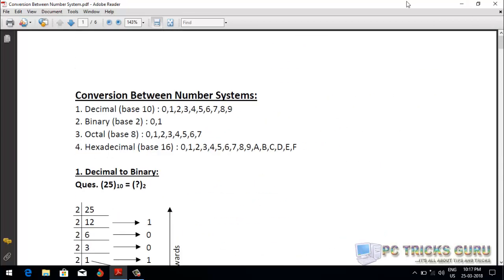So I hope the things are clear now. You might have understood the conversion between number systems.